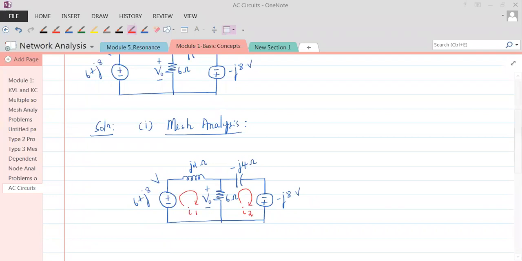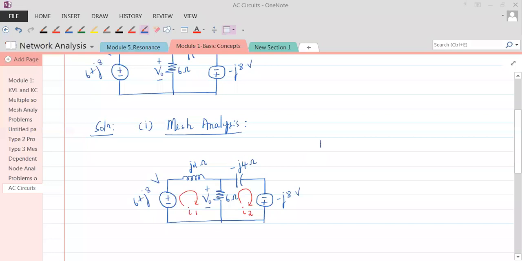So we shall apply KVL to mesh 1 and mesh 2. How many KVL equations is it going to be? Since we don't know any of the mesh currents, we need to apply KVL to both meshes. So it's a two-mesh, two-KVL problem. Let's see how the KVL to mesh 1 looks. Everybody just concentrate.